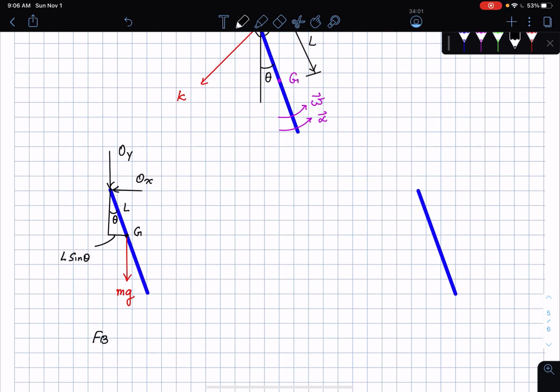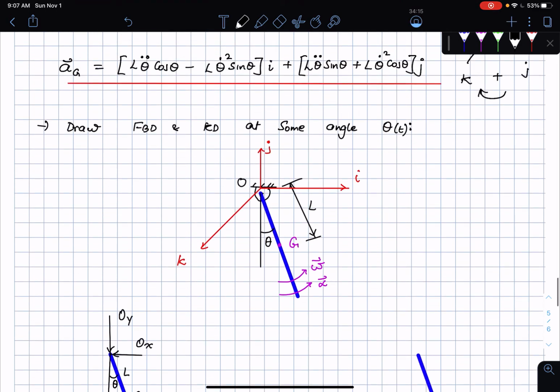That's about it for the free body diagram. There is nothing else going on. How is the bar set in motion? It is set in motion by means of certain initial conditions, which I'm not worried about at this point in time. Kinetic diagram, two things. First of all, I bring in my acceleration expression. You see, acceleration has a component in the i direction and the j direction.